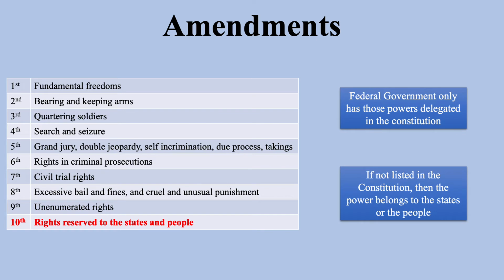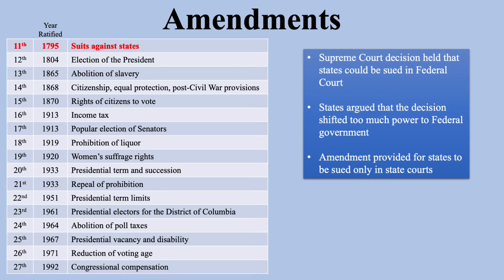And finally, the 10th Amendment and last amendment in the Bill of Rights says that the federal government has only those powers specifically identified in the Constitution, and that any power not listed is left to the states or the people. This includes laws like those affecting the family, such as marriage, divorce, and adoption. Now we will move on to the remaining 17 amendments after the Bill of Rights.